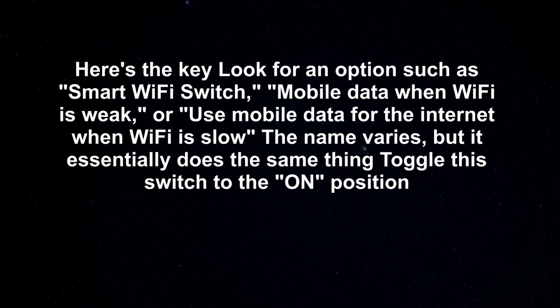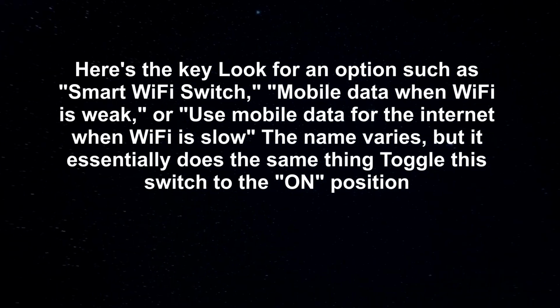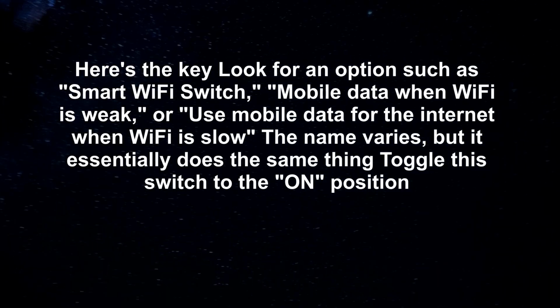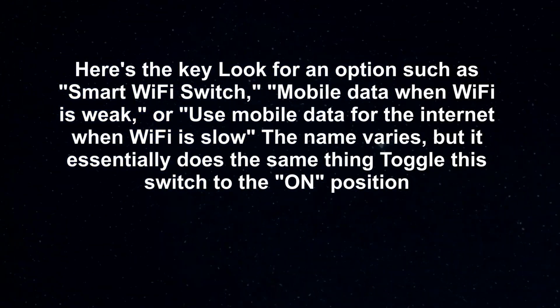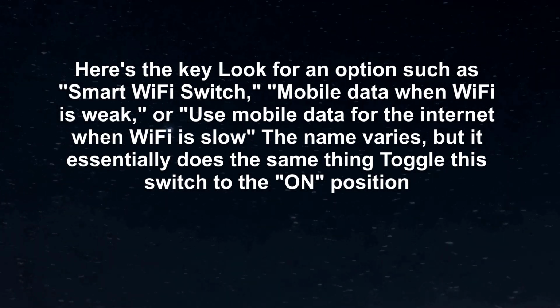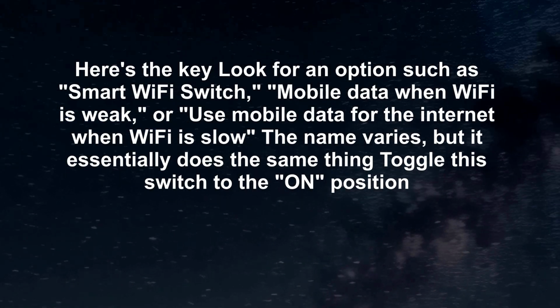Here's the key. Look for an option such as Smart Wi-Fi Switch, Mobile Data when Wi-Fi is weak, or use mobile data for the internet when Wi-Fi is slow. The name varies, but it essentially does the same thing. Toggle this switch to the on position.